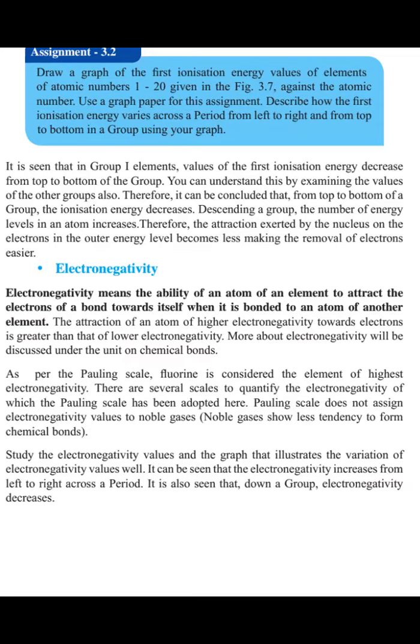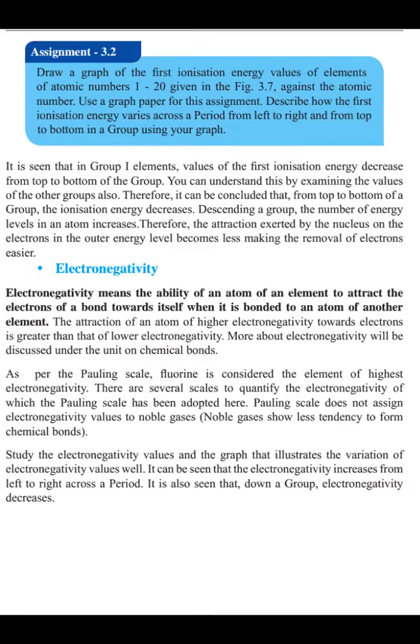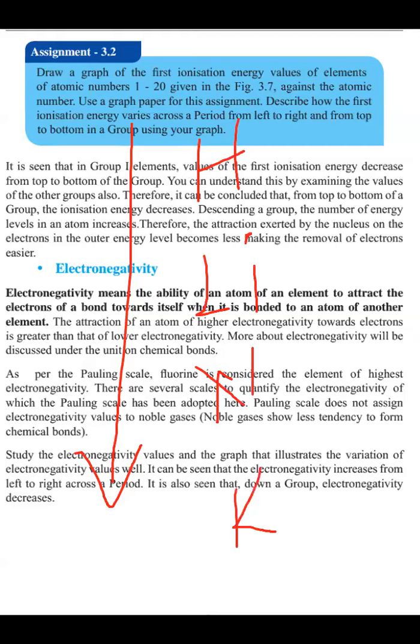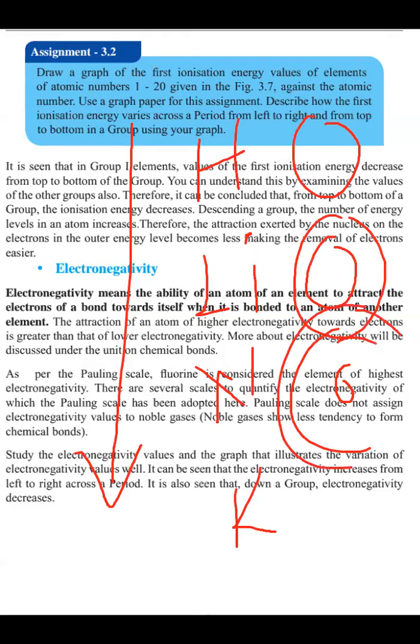So electrons are easily removed. Now, in group 1, if you go down, hydrogen, lithium, sodium, potassium. Hydrogen, 1 energy level. Lithium, 2. Sodium, 3. Potassium, 4 energy levels are there.